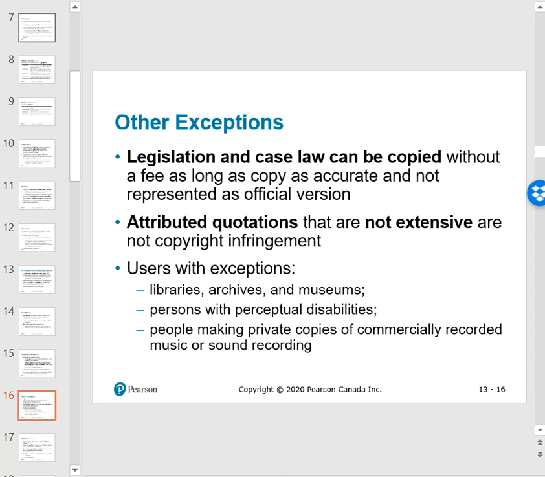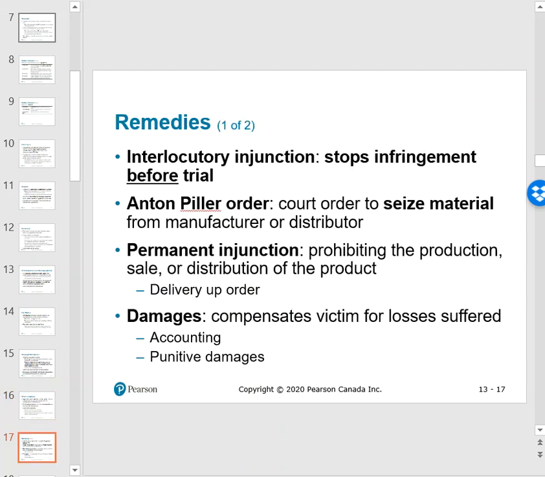Okay. Some other exceptions that we can use, where we would not be infringing, is when we are copying legislation or case law. You also did this in your case law report, or some of you, I haven't read them yet. And you can also use, as I said, quotations, as long as they are not too extensive. Then you would be under fair dealing, you would be under the exception.